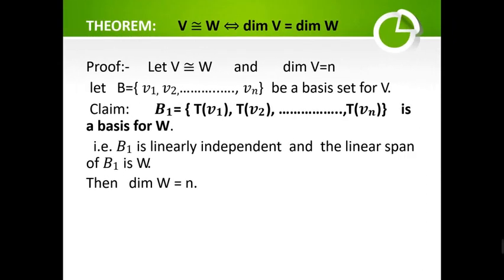We have a theorem. We have to prove that V is isomorphic with W if and only if the dimension of V is equal to the dimension of W. They will be isomorphic with each other only if the dimension of V is equal to the dimension of W. Let B be a basis of V. This is the claim: B sub 1 equals the set of T of v sub 1, and so on, is a basis for W. B sub 1 is linearly independent, and the linear span of B sub 1 is W. Then the dimension of W is equal to n.